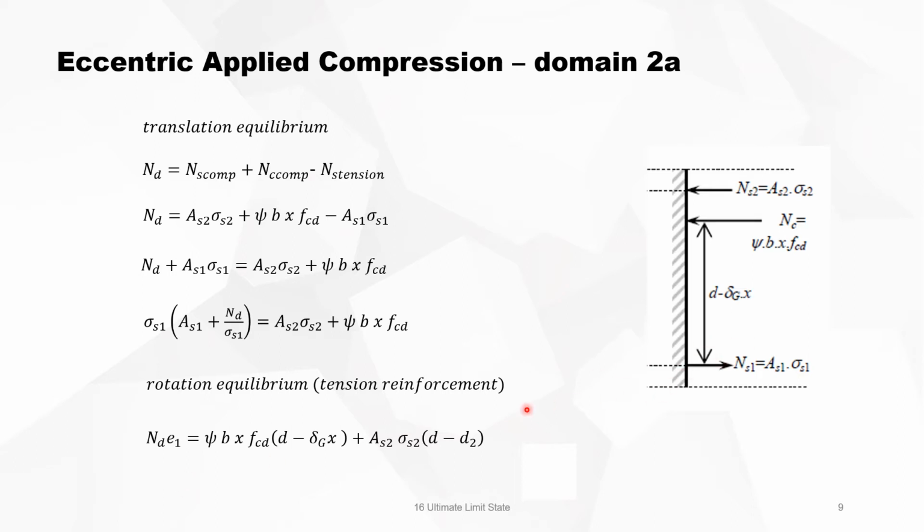Then it's simple here. It's ND times E1. This is the external bending moment regarding this point, regarding tension reinforcement, equals NC, the compression force in the concrete, times the lever arm plus the contribution of the compression reinforcement. And the lever arm is then D, the effective depth, minus D2.